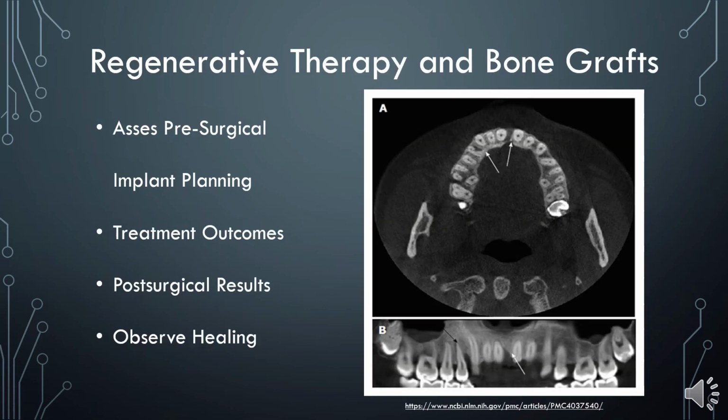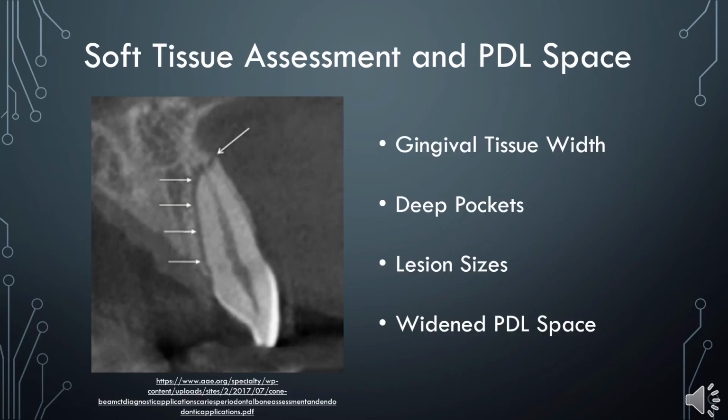It also assesses pre-surgical implant planning for anatomic landmarks, diagnostic and treatment outcome evaluations, post-surgical results of regenerative therapy, and observes bone graft healing. CBCT can measure gingival tissue and the width of facial, palatal, and lingual gingiva. It can also assess lesions, deep pockets, the lamina dura, and changes in periodontal ligament space. It is important to note that CBCT is best used for mineralized structures.